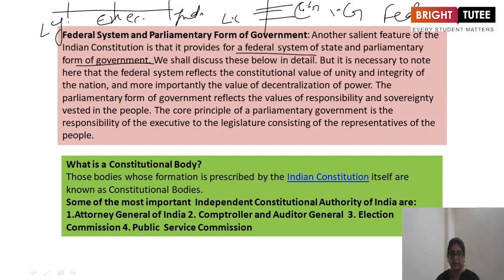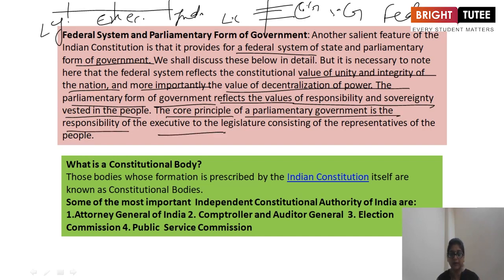This system reflects the constitutional value of unity and integrity of the nation, and more importantly the value of decentralization of power. The parliamentary form of government reflects the values of responsibility and sovereignty vested in the people. The core principle of parliamentary government is the responsibility of the executive to the legislature, consisting of the representatives of the people. Now what is a constitutional body?